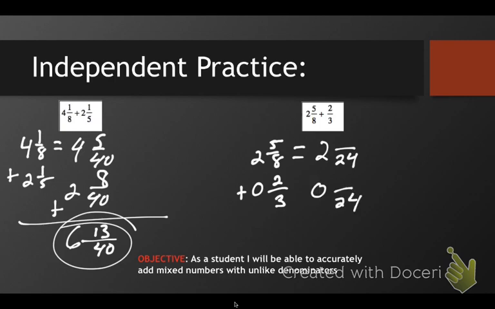How does 8 become 24? Well, you multiply it by 3. So 5 times 3 is 15. How does 3 become 24? You multiply it by 8. So 2 times 8 is 16. If you got both those things right, you should put a check mark next to them. All right, let's go ahead and add.